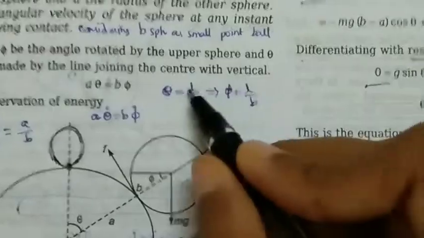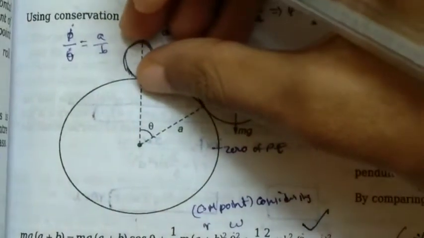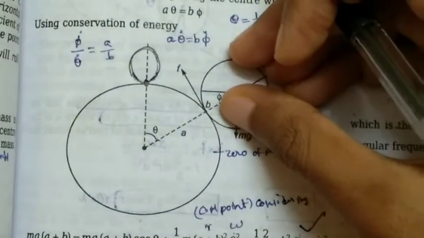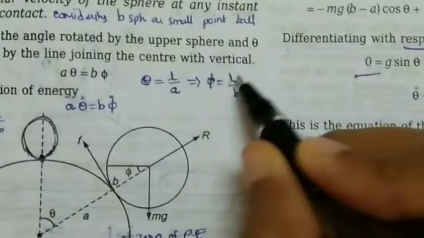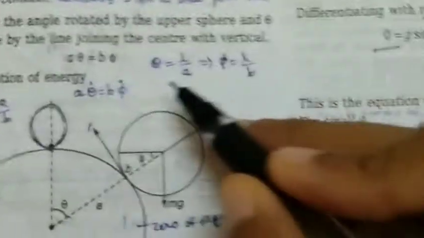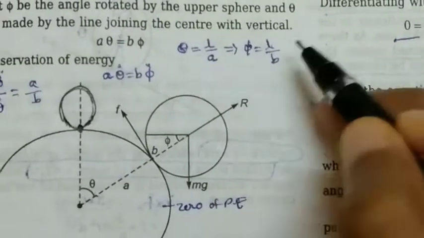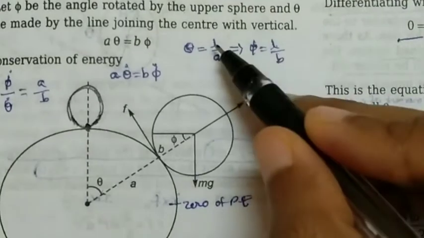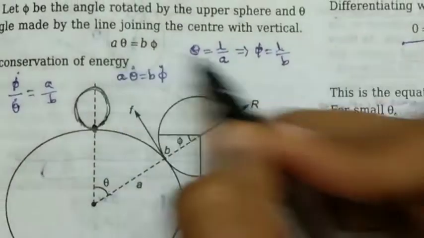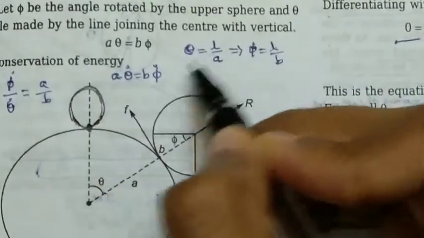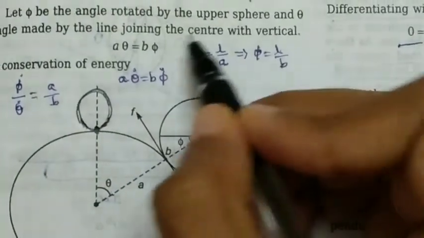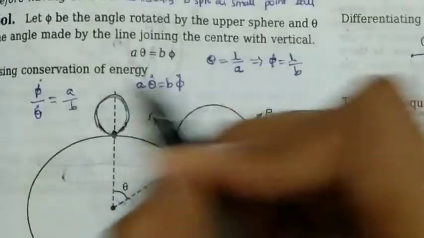The distance traveled by the sphere in moving from here to here is the same as the distance rolled down by this point on the sphere. Hence we have the same L. So finally L is equal to A theta, and L is equal to B phi. As both the lengths are equal, equating those two, we get this equation.